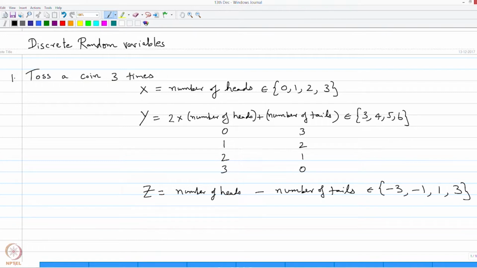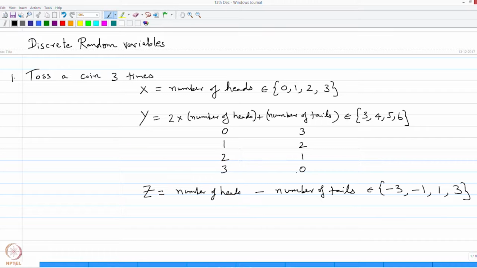So, it is either 0 minus 3 or 1 minus 2 or 2 minus 1 and 3 minus 0. Okay. So, that is the possibility here. Is that okay? Hopefully, it is clear to you. So, these are all, I mean, simple random variables that I have defined.